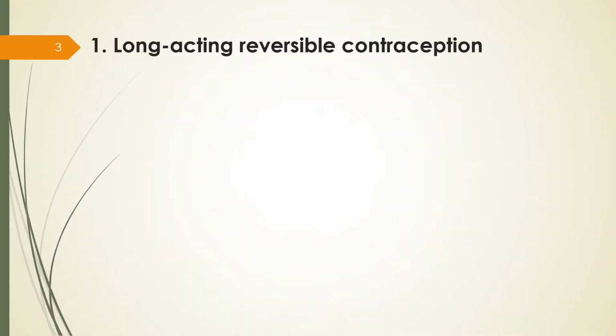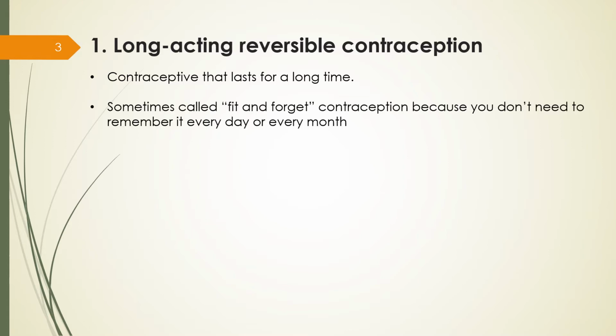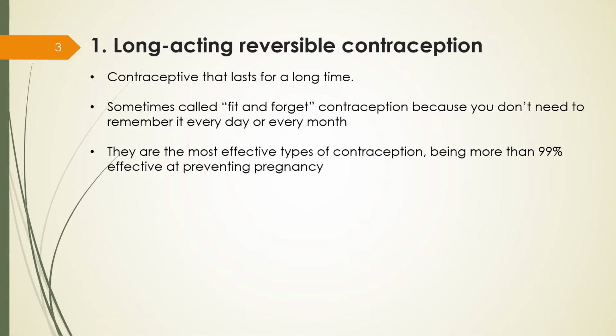First, the long-acting reversible contraception. As the name says, it's a contraceptive method that lasts for a long term. Sometimes it's called fit and forget contraception because you don't need to remember it every day or every month. They are the most effective types of contraception, being more than 99% effective at preventing pregnancy. We have two main types: the intrauterine device, IUD, and the implant.